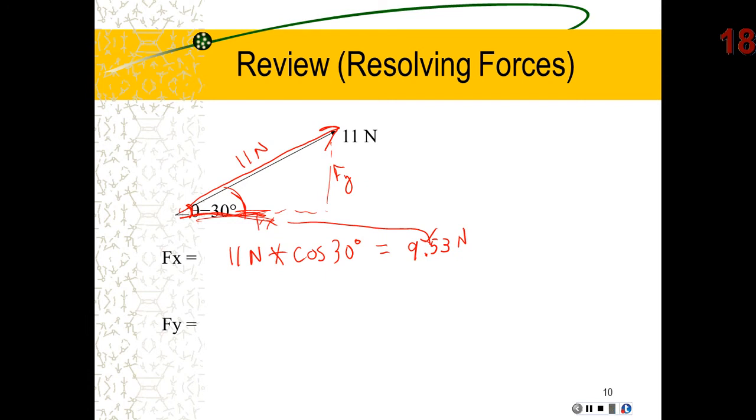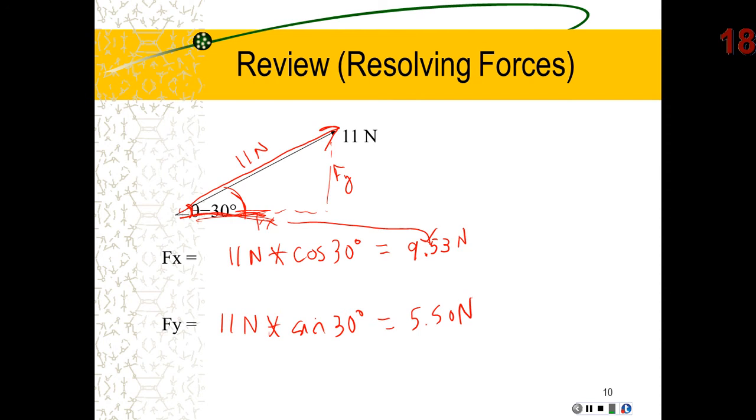Fy, knowing that Fy is opposite of the 30-degree angle, will be 11 newtons times, in this case, we'll use the sine relationship of 30 degrees. In that case it's equal to 5.50 newtons.